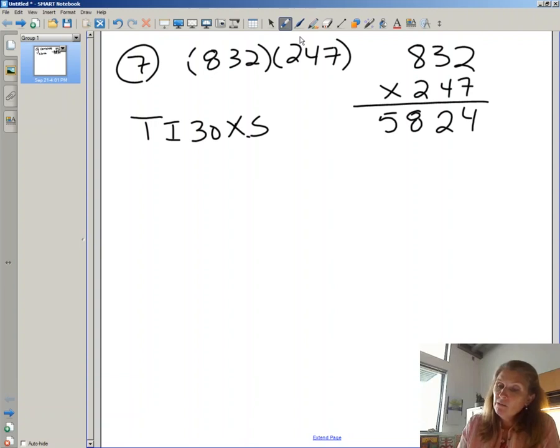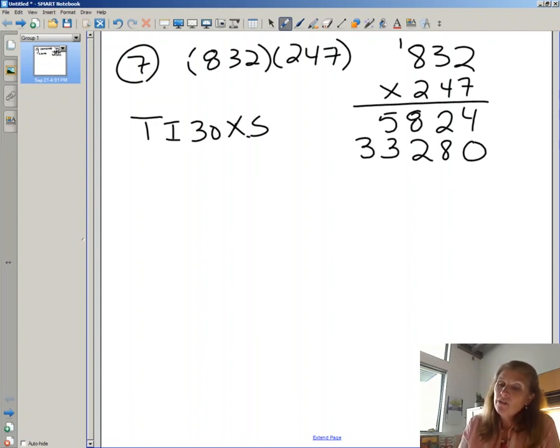Remember, now I'm going to multiply by 4, but it's really 40 because it's in the tens place, so I'm going to put a 0 in there. And now I'm going to say 4 times 2 is 8. 3 times 4 is 12. Put the 2 and carry the 1. 4 times 8 is 32, plus 1 is 33.